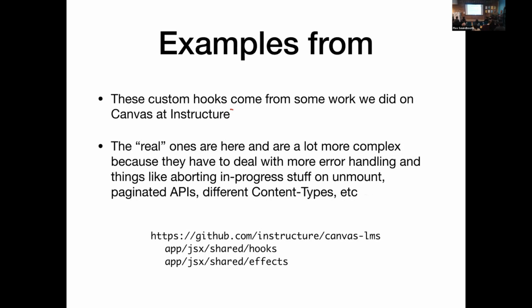And of course, the real ones have to deal with abortable functions. They have to deal with what if the component unmounts, you want to abort the API call. What if it's a paginated API that returns next meta? What if it's not JSON? What if it's a different content type? They're much more complex than what I showed here, but they're essentially doing the same thing. So that wasn't too fast. I'm going to certainly make these slides available somehow so you can look at this code if you want. But that's kind of the state of React hooks as I see them.